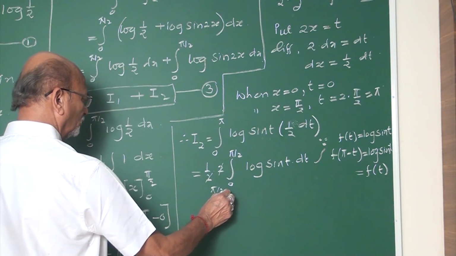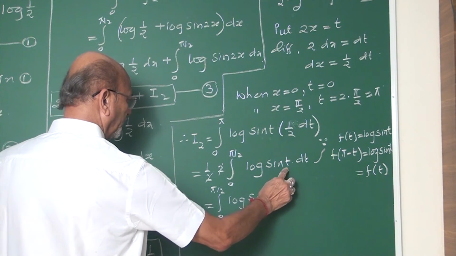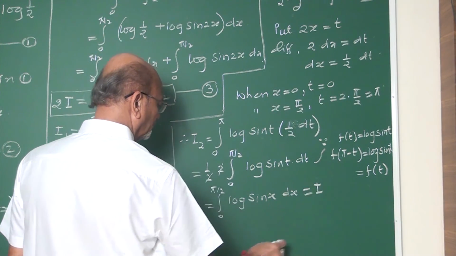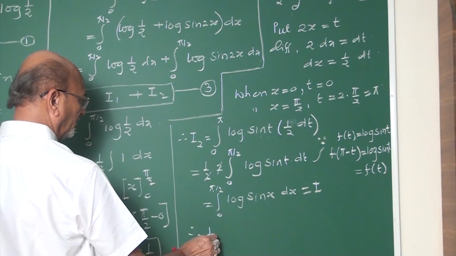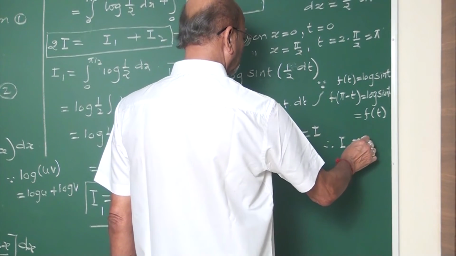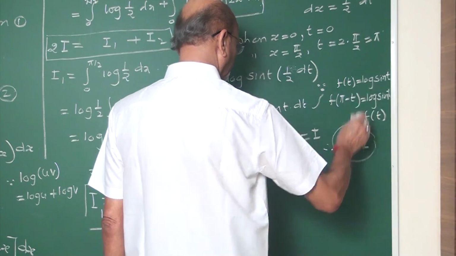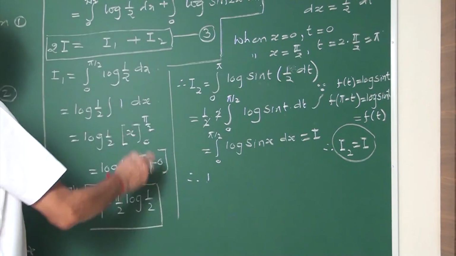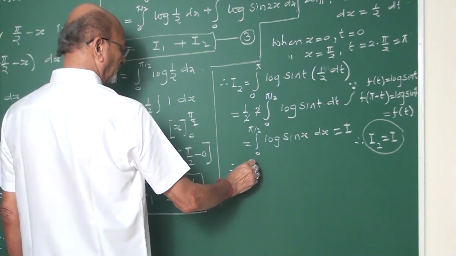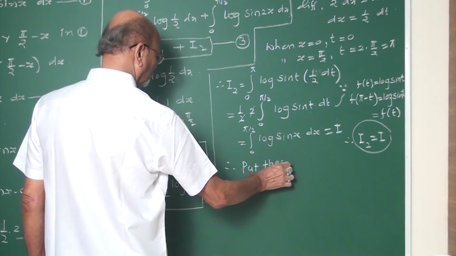Integral 0 to pi by 2 log sin x dx. Variable t changes to x, which is I itself. Therefore I2 equal to I. Substitute these values in equation 3. Put these values in 3.